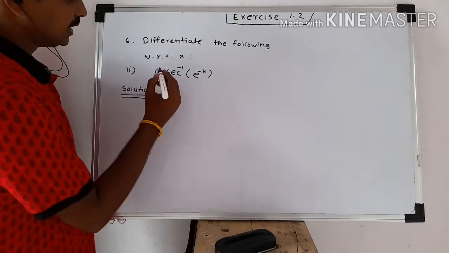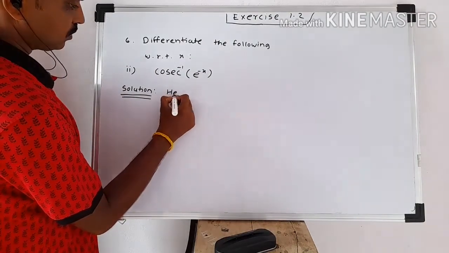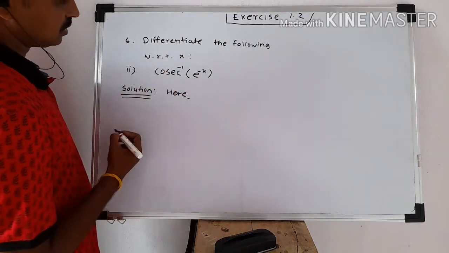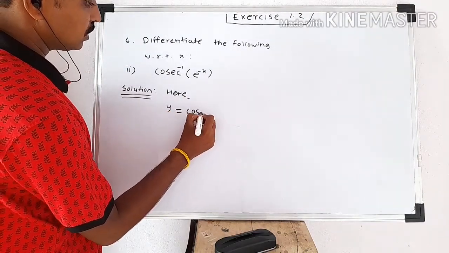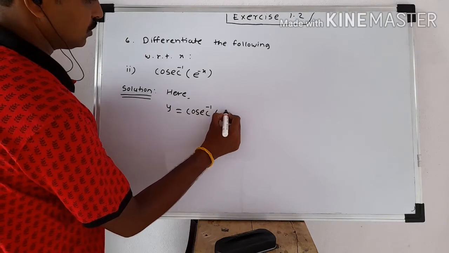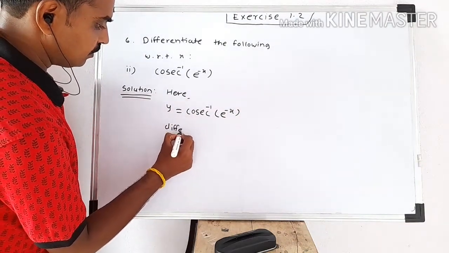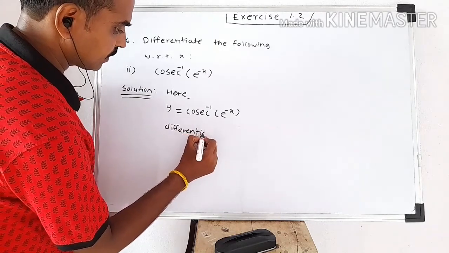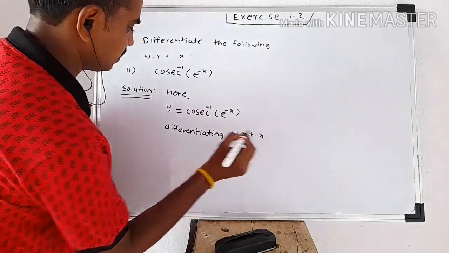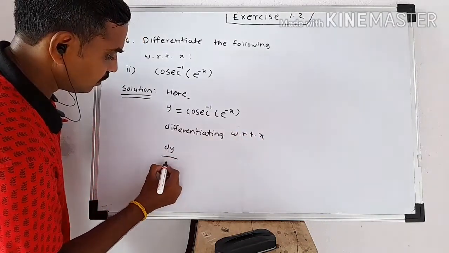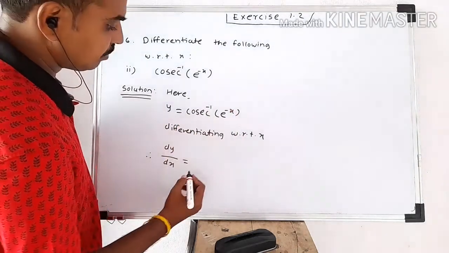Now our second example is cosec inverse of e raised to minus x. To find the solution of this expression, first of all we will consider y equal to cosec inverse of e raised to minus x. Now we can directly differentiate with respect to x. Therefore we get derivative of y with respect to x as, what is the derivative of cosec inverse of f of x?